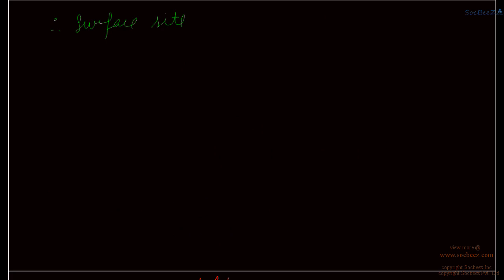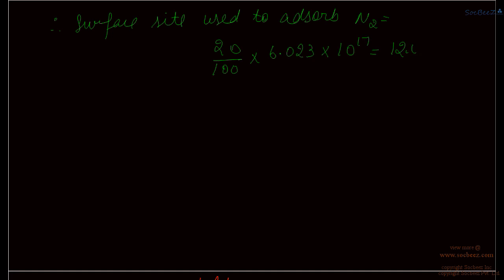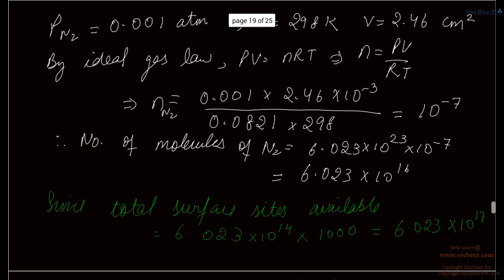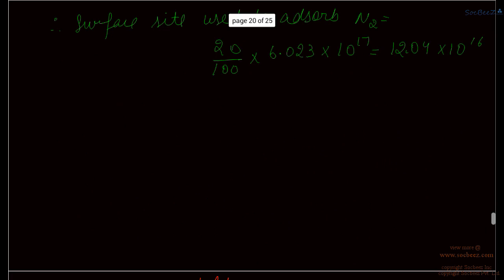Okay. Now therefore surface sites used to adsorb N2 equals 20 upon 100 into 6.023 into 10 raised to the power 17 equals 12.04 into 10 raised to the power 16, because it is given in the question that 20% of surface sites have been adsorbed by N2, and hence since the total number of surface sites is this, the amount of surface sites adsorbed by N2 is 20% of that particular value. It comes out to be 12.04 into 10 raised to the power 16.